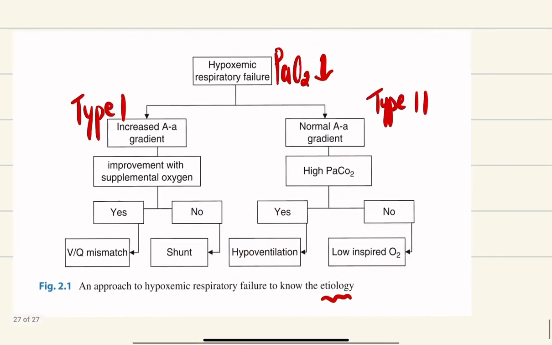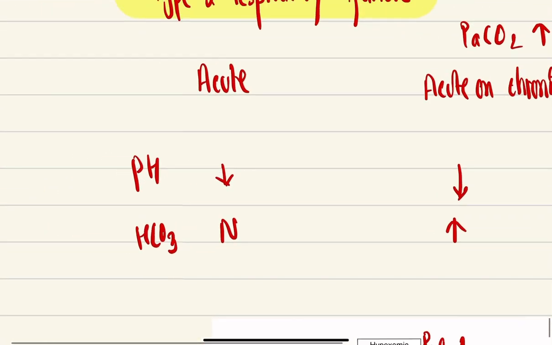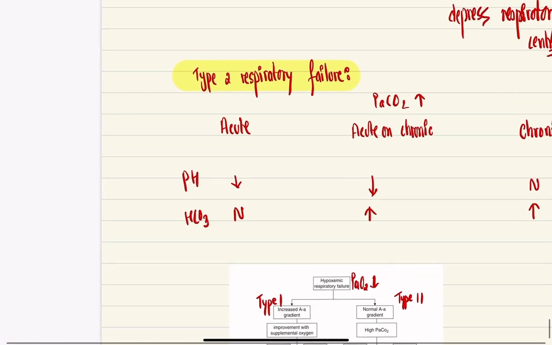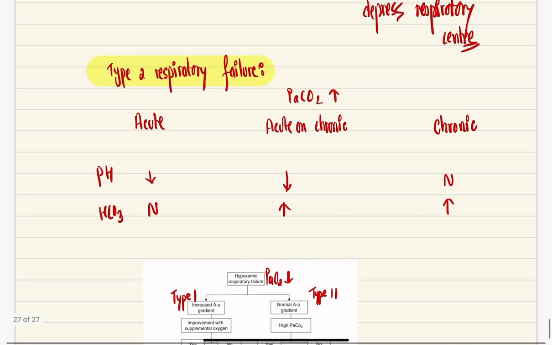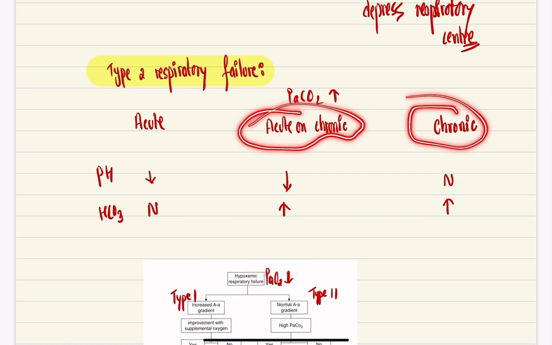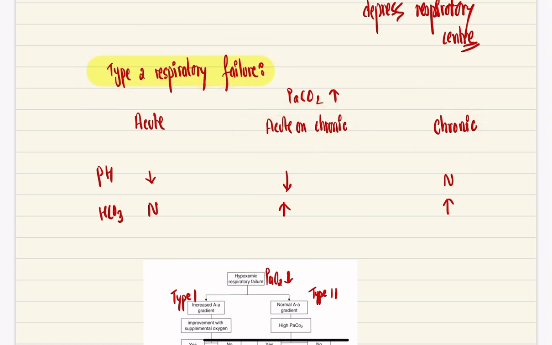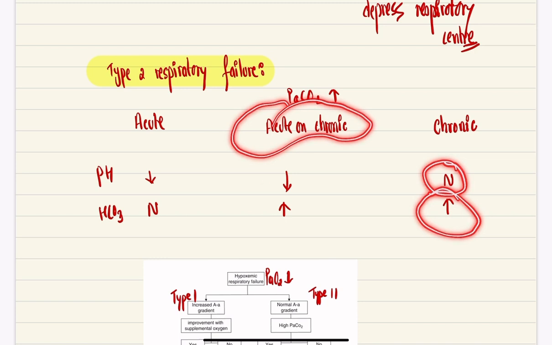And that's all. So the take home message from today's discussion is differentiating the types of acute and chronic type 2 respiratory failure. In acute, there is a decrease in pH and normal HCO3. In chronic, there is normal pH and increase in HCO3. In acute on chronic, one is reduced and the other is increased.